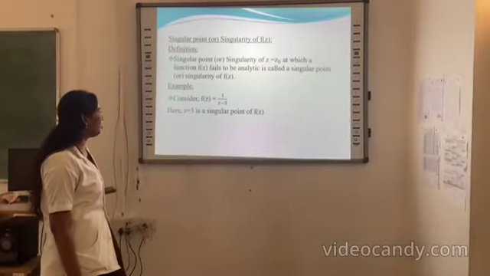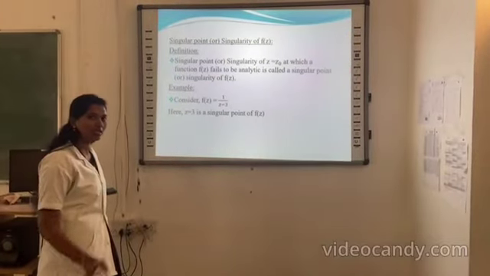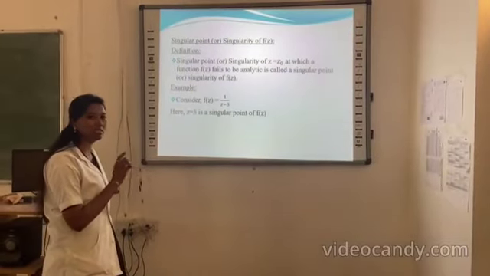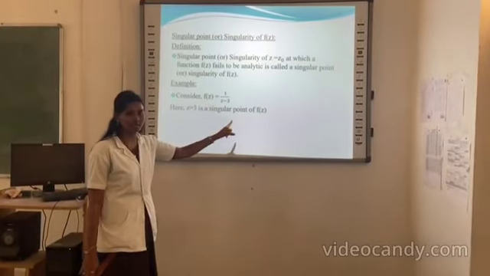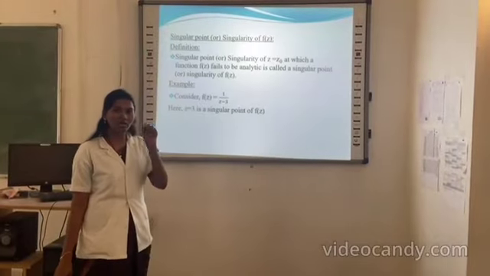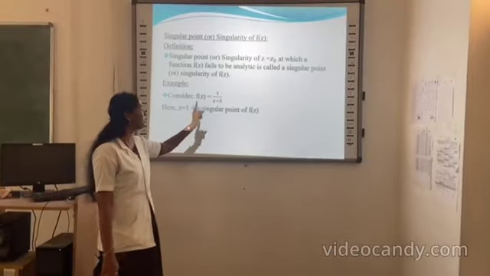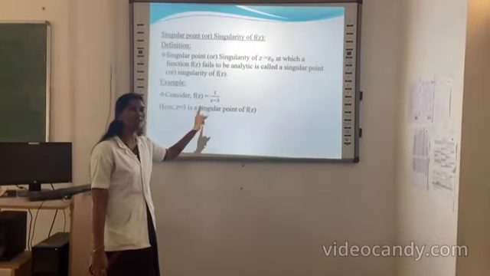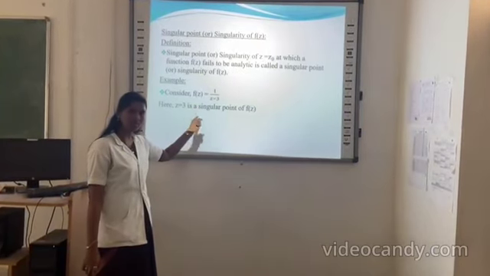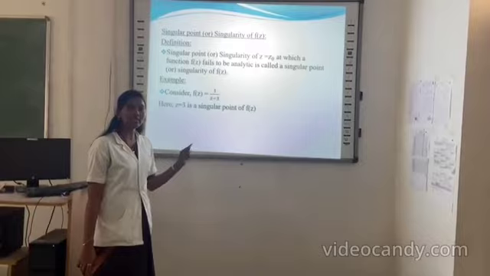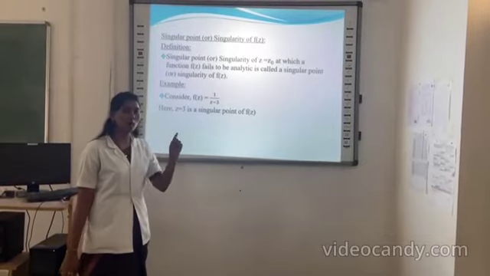Example number 1. Consider f of z equal to 1 divided by z minus 3. So how can you check whether the function is analytic or not analytic at a particular point? First we look at the denominator, which is z minus 3. If you substitute z equal to 3, the function becomes 1 divided by 3 minus 3. So 3 minus 3 is nothing but 0, and the function becomes 1 divided by 0.